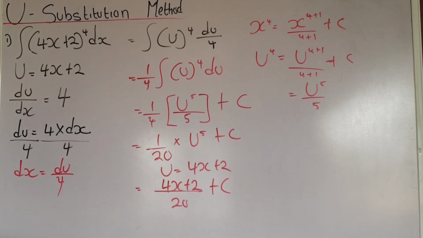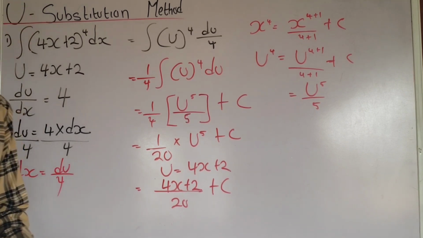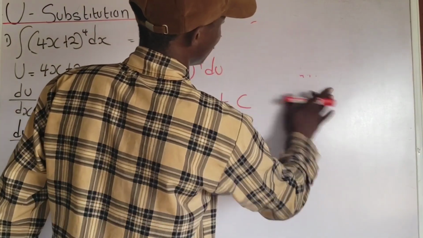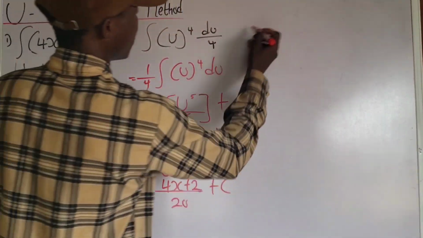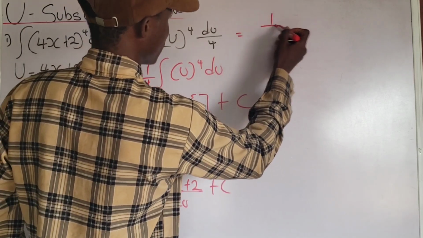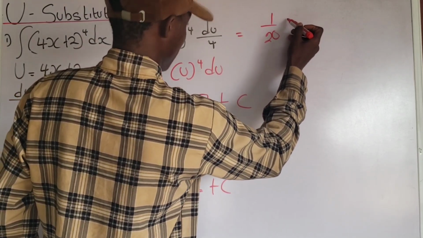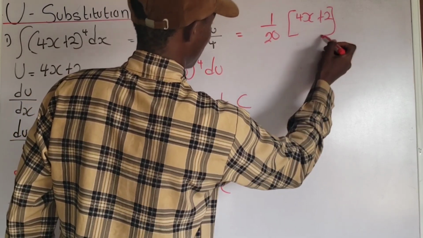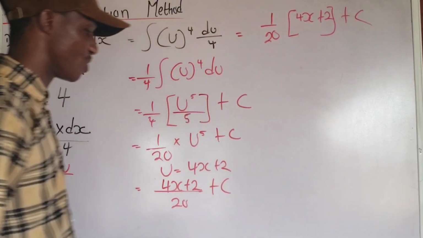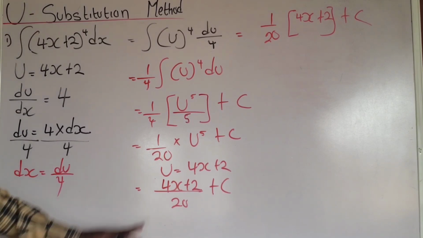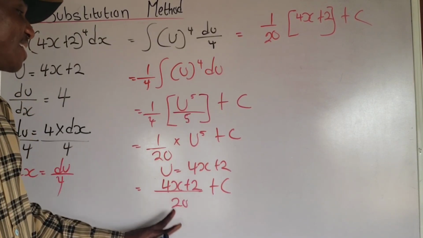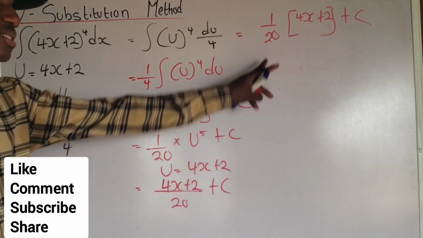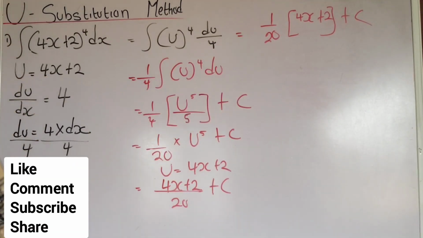And you can rewrite this function as this. Let me erase this. You can rewrite this as 1/20 times (4x + 2)^5, just put this in bracket, then plus c. Anyhow, it's still the same thing. It's just that I use this 1/20 to multiply (4x + 2)^5 here. So I have (4x + 2)^5 over 20. Nevertheless, it's still the same. You are still having the same answer.